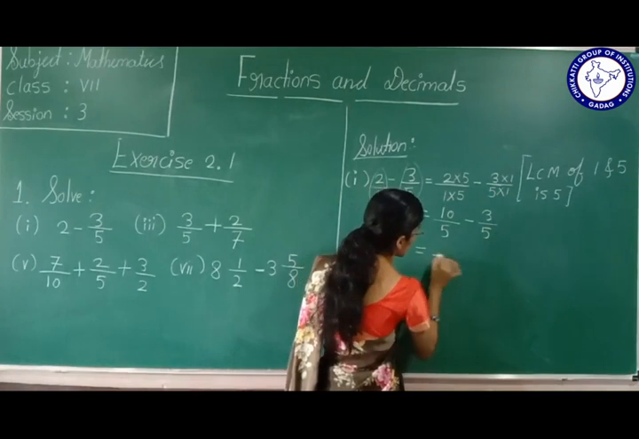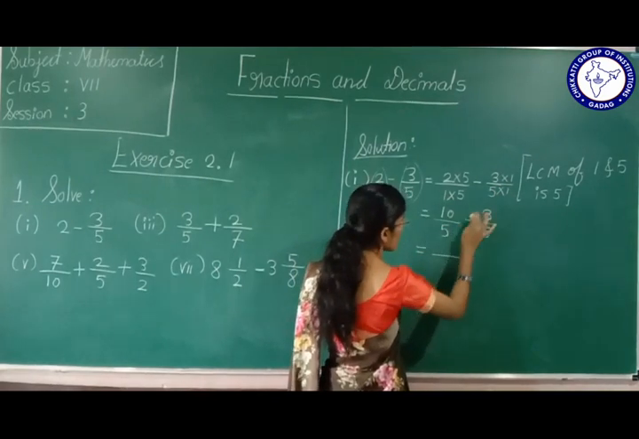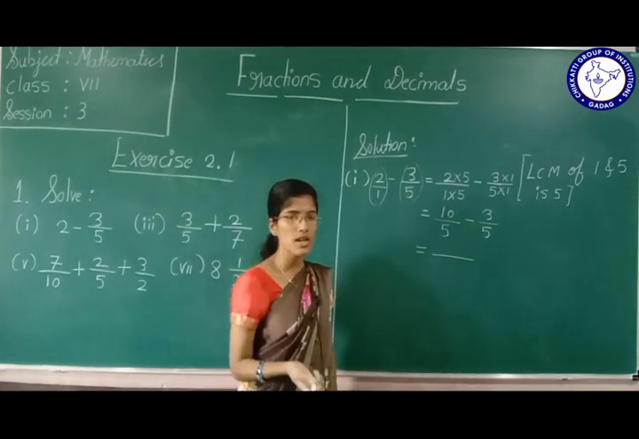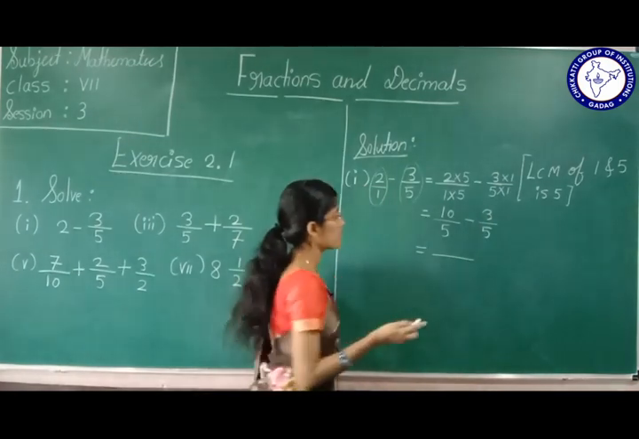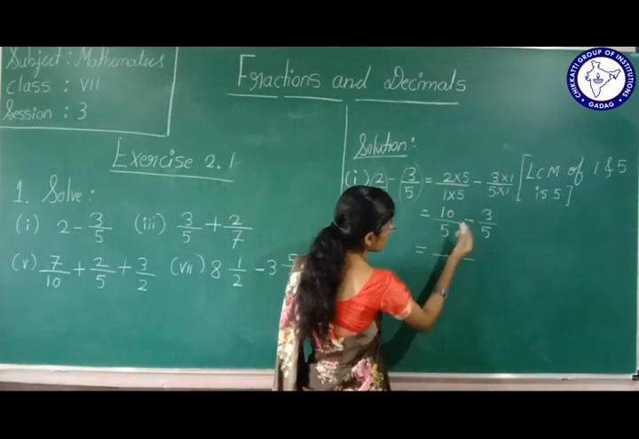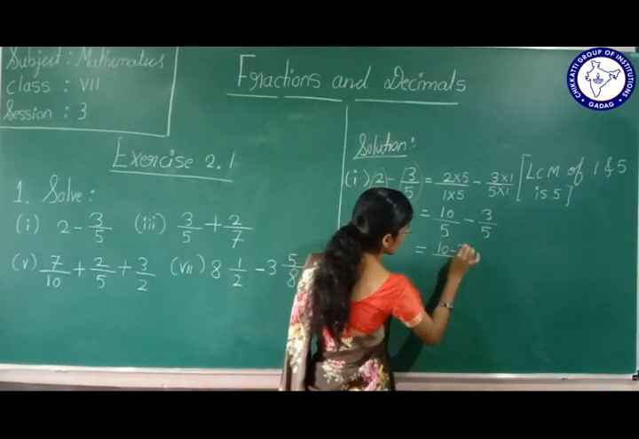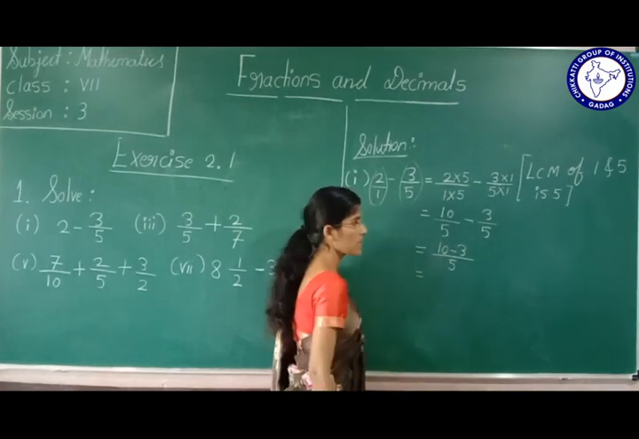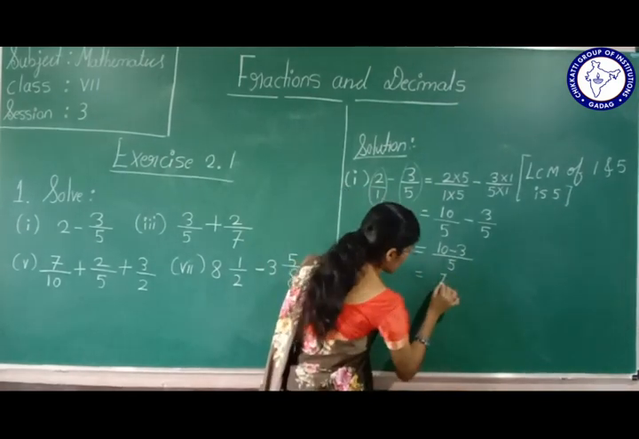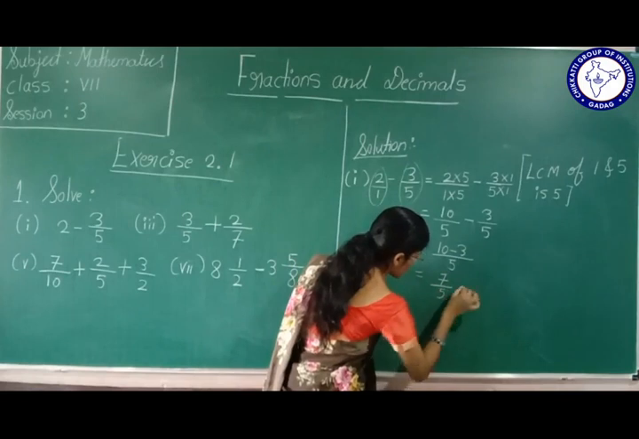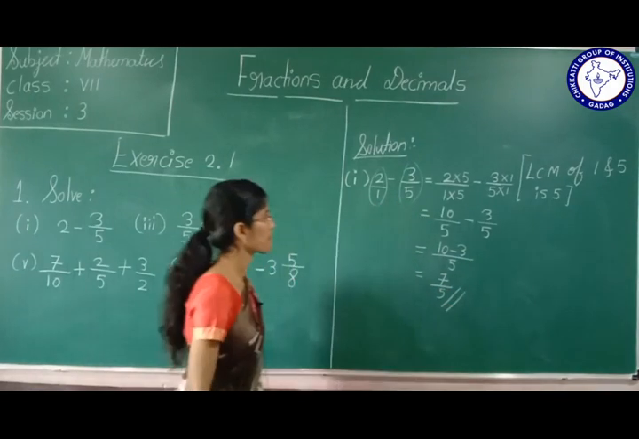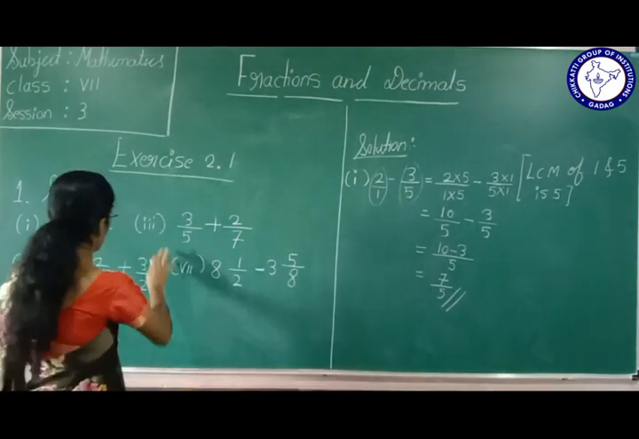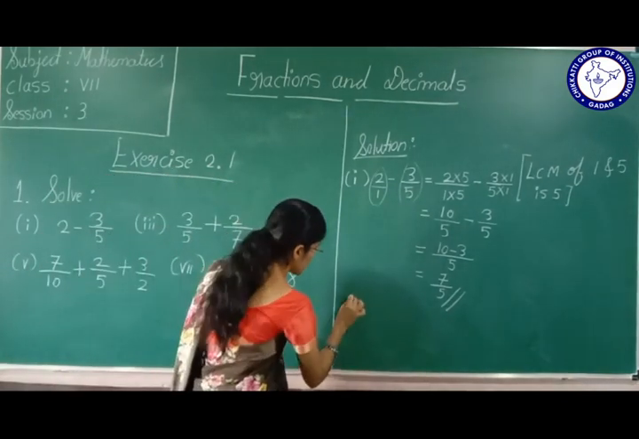Now we have converted into like fractions. Yes or no? Now how to subtract like fractions? We have to subtract the numerators keeping the denominator the same. What is 10 minus 3? 10 minus 3 is 7. It is 7 by 5. The first answer we got is 7 by 5. Next we will see the third one.